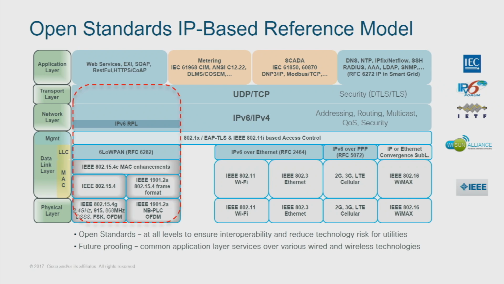6LoWPAN is really important. This is the adaptation layer for 15.4 to IPv6. By the way, the FAN is completely, natively IPv6 end-to-end. So let me make a comment there. Because you said the IPv6 word, and I never miss an opportunity to talk about that.